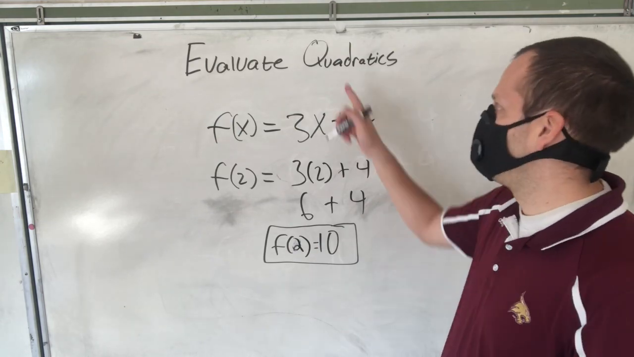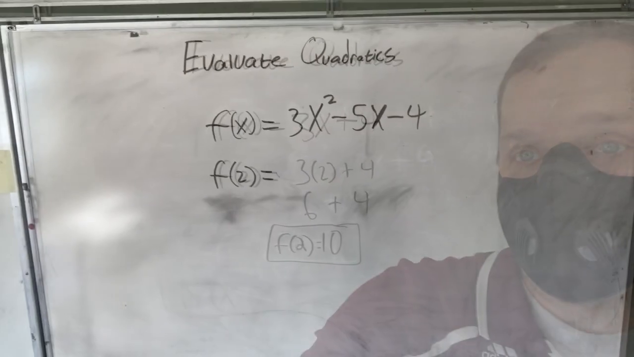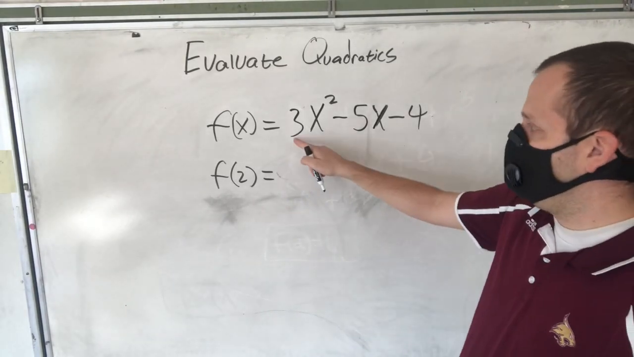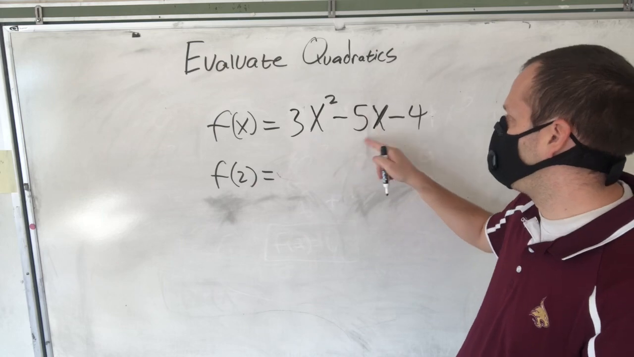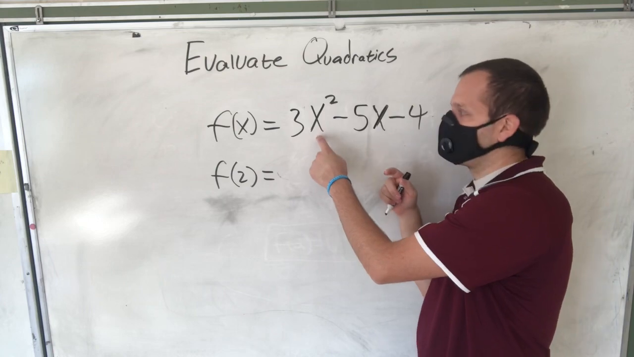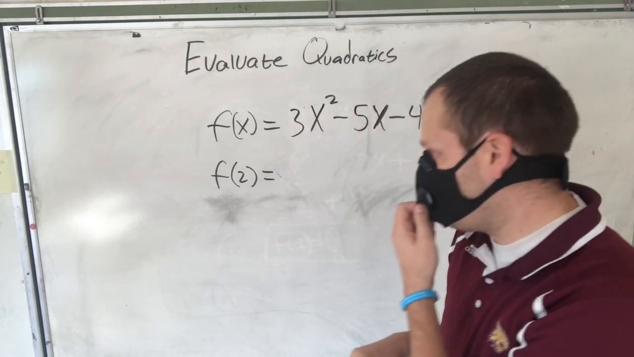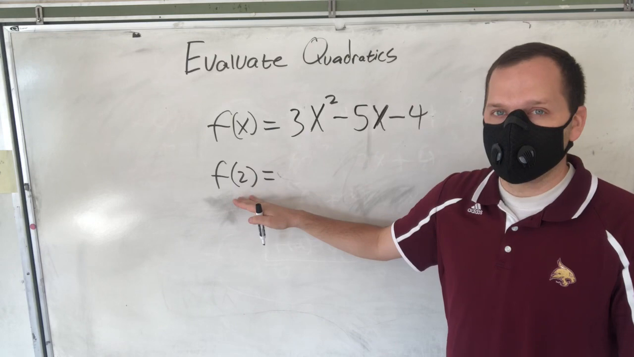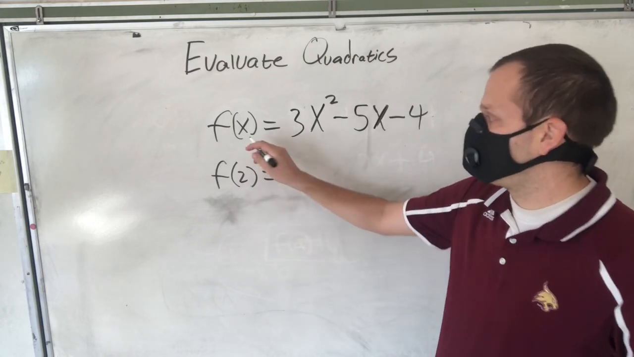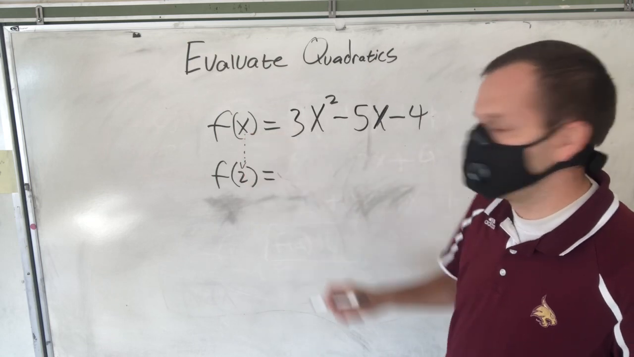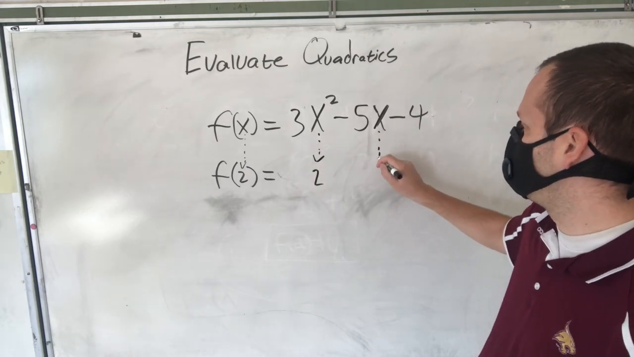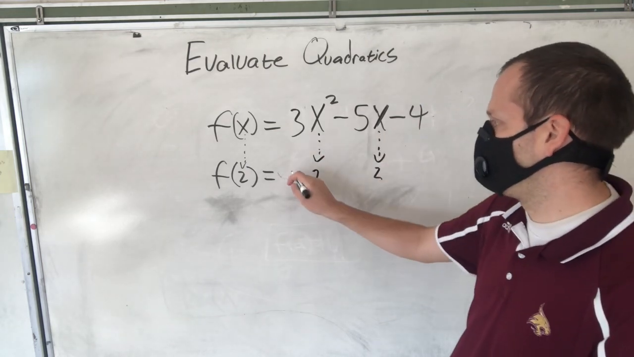Now let's look at one with a quadratic, okay? All right, here's one with a quadratic. Remember, a quadratic follows the form ax squared plus bx plus c. So there's two x's, that's the big difference here. One of the x's is squared as well. Well, if we want to find f of 2, or what is my y value when x is 2, all I need to do is replace all the x's with 2. So this x becomes a 2, this x becomes a 2, and let's bring down the rest of the numbers.